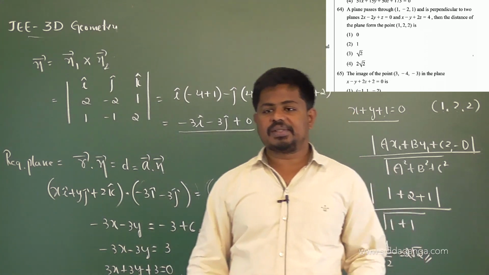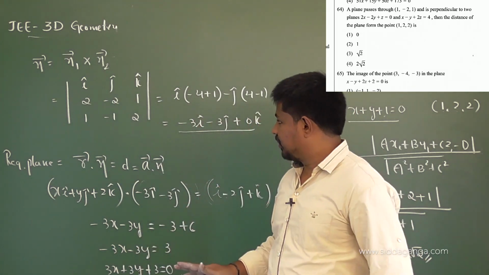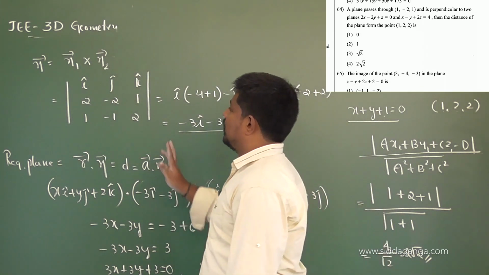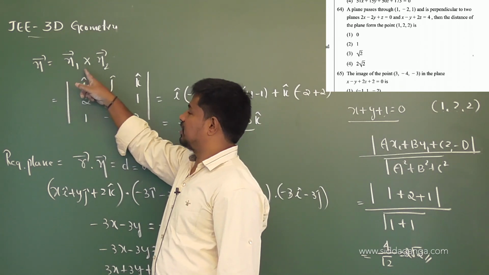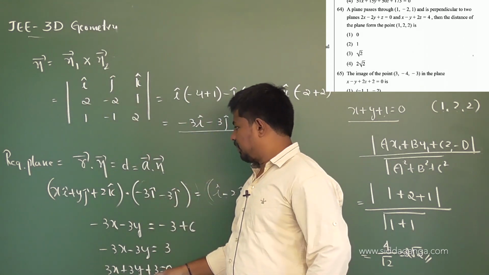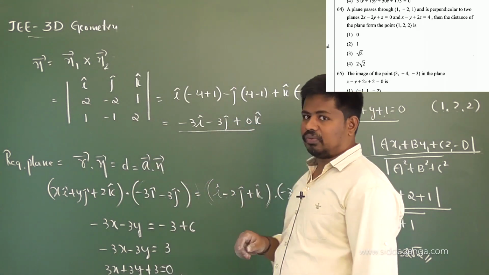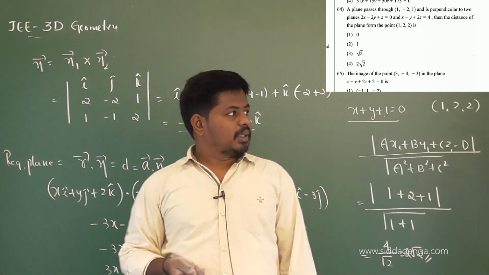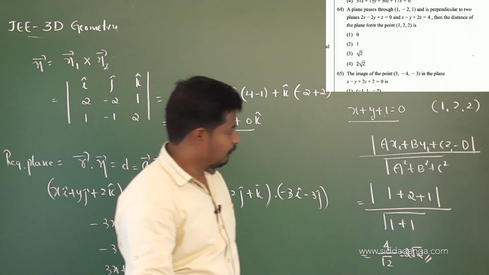The required plane passes through 1, minus 2, 1 and is perpendicular to both the planes. So first I found the normal perpendicular to both the given planes, that is n1 cross n2. After that I got the required plane by using the point through which it is passing. This is the plane passing through 1, minus 2, 1, and after that the distance between the point and the plane is 2 root 2.